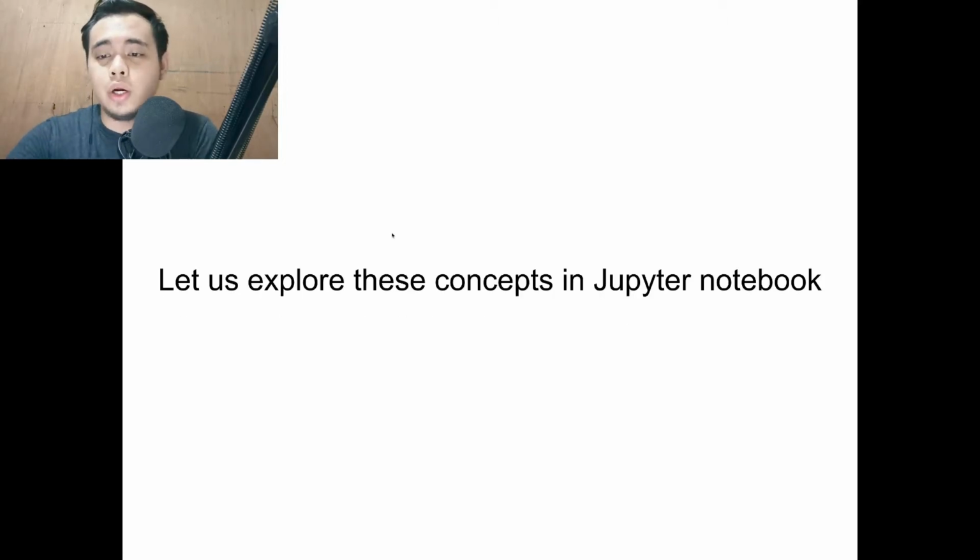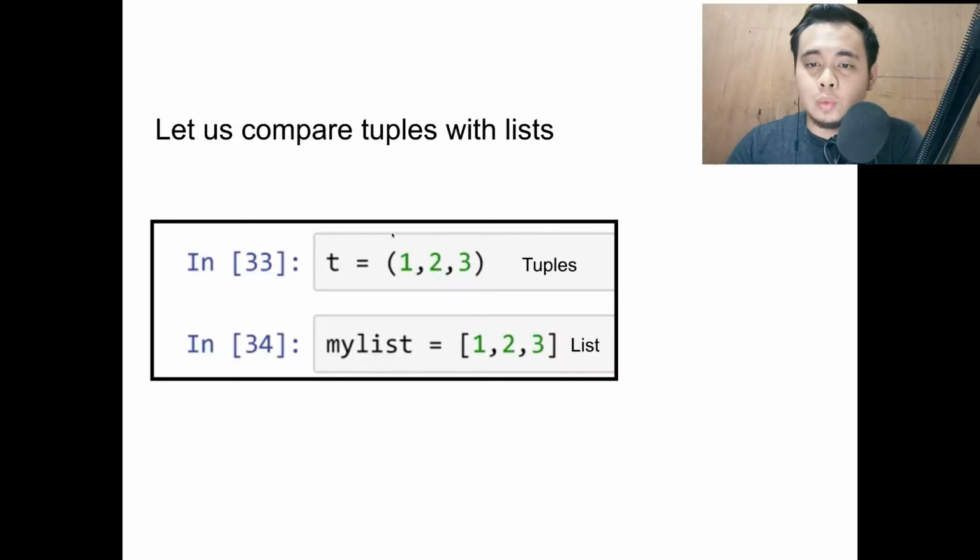Let us continue exploring these concepts in Jupyter Notebook. Now I took a screenshot of everything in my notebook, so you can just use your own notebooks to follow everything that I will be coding. First, let's compare tuples with lists. This is the difference between the two. When you say tuples, you use parentheses as their symbol, but you use square brackets for lists.